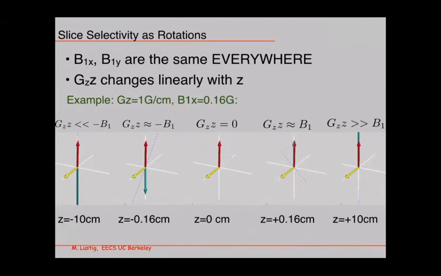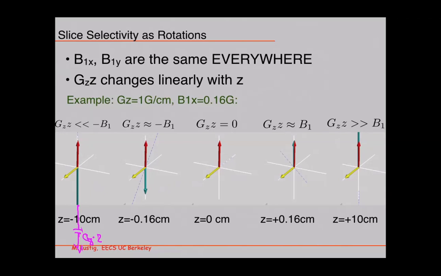Now, what about where we're talking about far away in the z direction, where Gz times z is much, much bigger in magnitude than the B1 field? Well, in that case, the B1 field is still the same, but the Gz times z is a really, really strong component. It's so strong you can't even see the arrow. I could have kept going a few meters down and said, this is Gz times z. So this component is very, very strong.